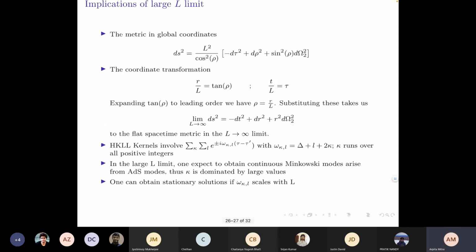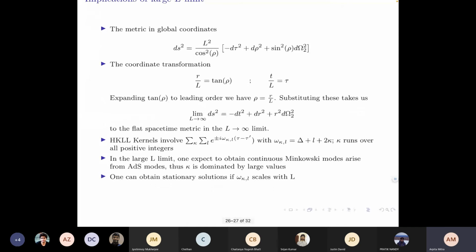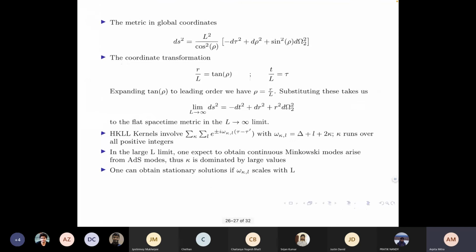Where was I? So the main point is that the HKLL kernels involve e to the power i omega_kl (tau minus tau prime), and this omega_kl is discretized, where the energy levels kappa run over all positive integers.